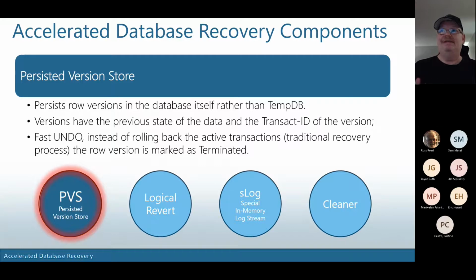The big one, persistent version store. The PVS is the main component. It's actually storing all my row versioning of my records. So it persists row versions in the database itself rather than tempdb. So I mentioned this one, side benefits. It's now offloading snapshot isolation, offloading row versioning to the PVS.